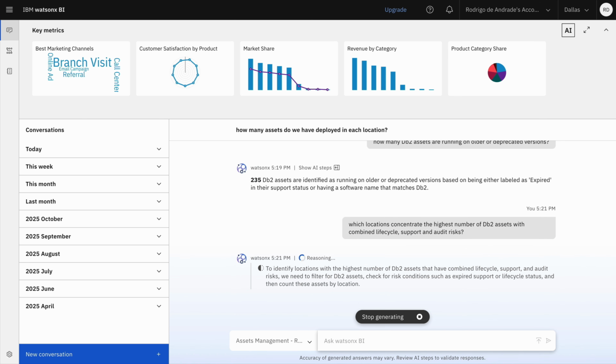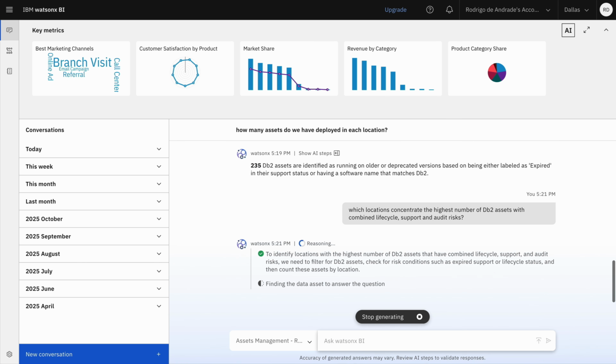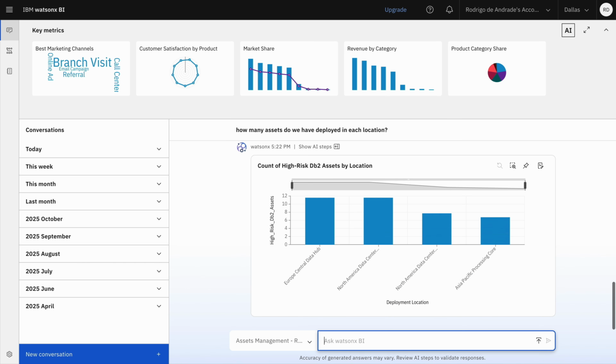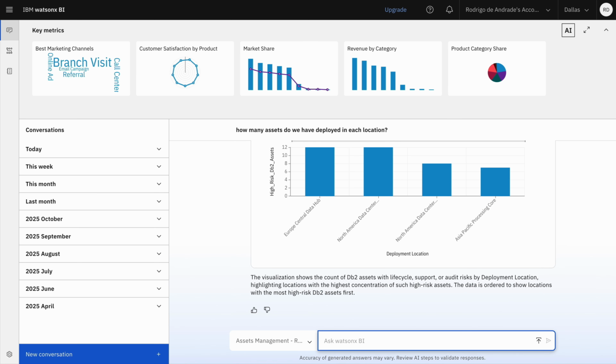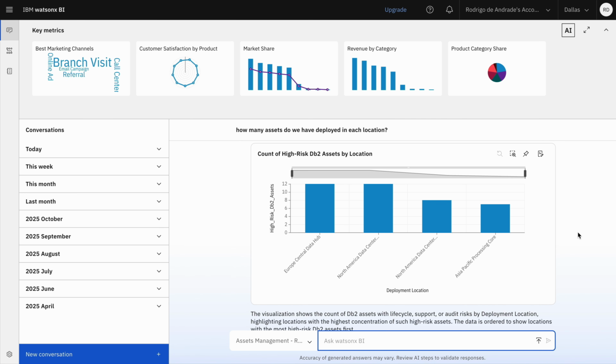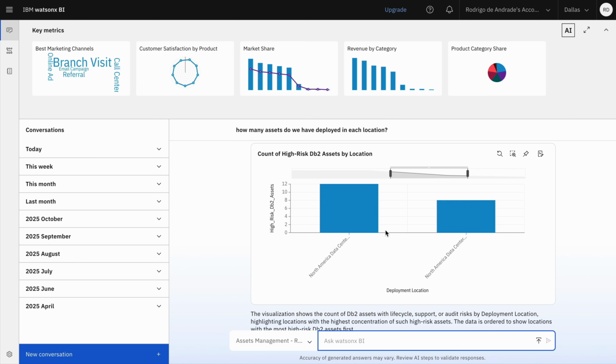And this will highlight which data centers combine lifecycle support and audit risks for DB2. I can see that we have a chart. We also have a natural language insight describing this chart to me. So as a leader, I can have a really clear vision without going deeper into reports or dashboards, as I said before. I can interact with these charts if I want.